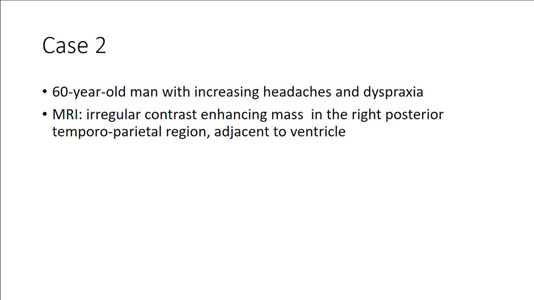Moving on to case number 2. This is a 60-year-old man with increasing headaches and dyspraxia. The MRI showed an irregular contrast-enhancing mass in the right posterior temporal parietal lobe adjacent to the ventricle. That is also something that is often a clue, being adjacent to the ventricle, the periventricular region.